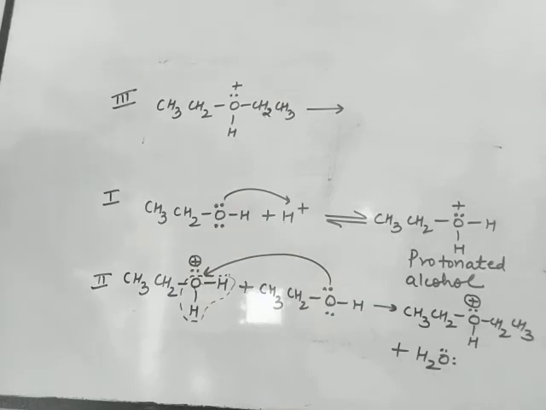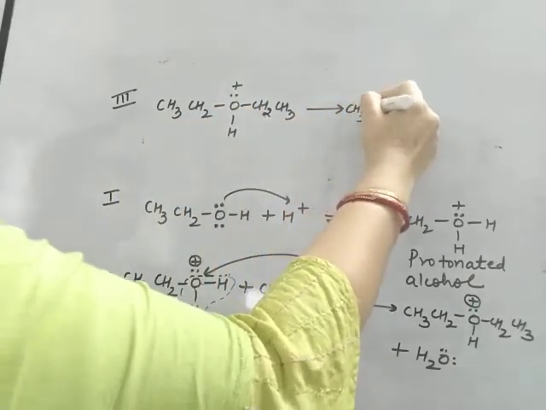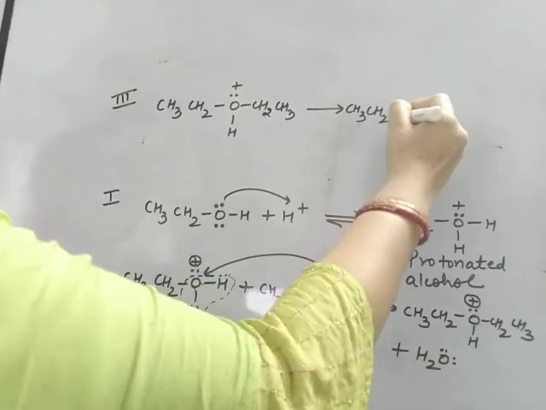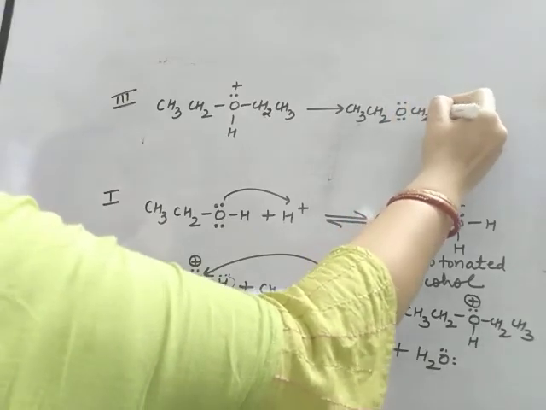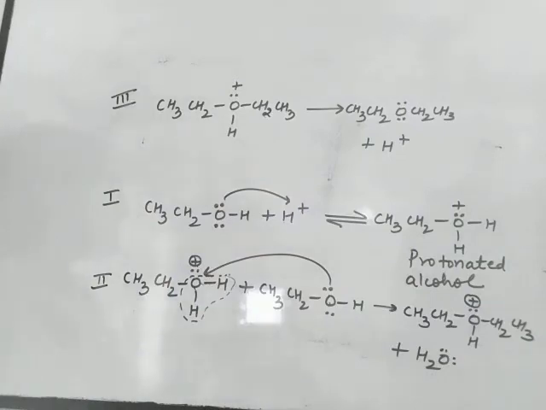Finally, in the last step, whatever H plus is there is extra, that is removed. So this H plus is removed now. Oxygen again will acquire two lone pairs. This is the ether formed and H plus is removed. So this H plus is acting as a catalyst here. Whatever H plus is added in the first step, we are getting it in the last step of the mechanism. So this mechanism is for dehydration of alcohol to form ethers.